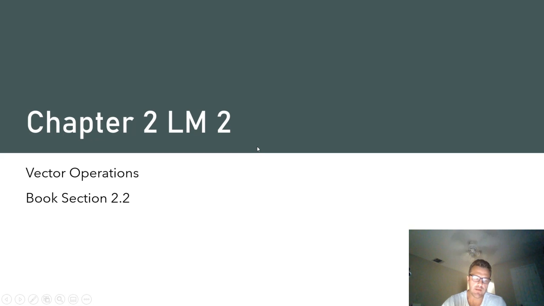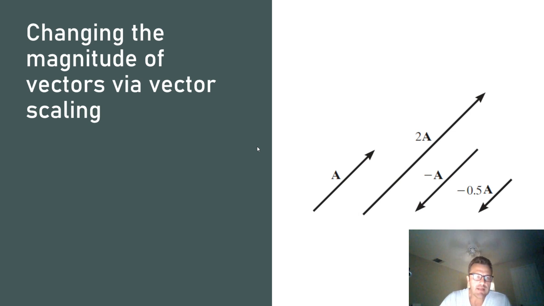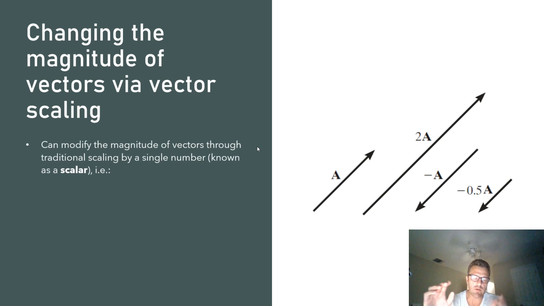So section 2.2 in the text is titled Vector Operations. What it's about is showing you two different approaches to add and subtract vectors graphically. The first concept in this section is the idea of vector scaling. So overall, we're going to talk about three different ways in which vectors can be multiplied.